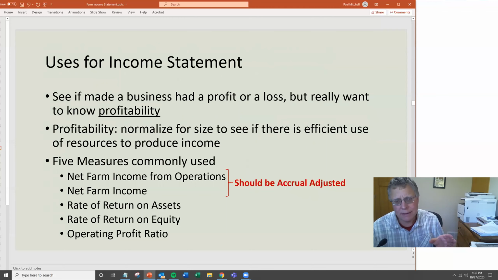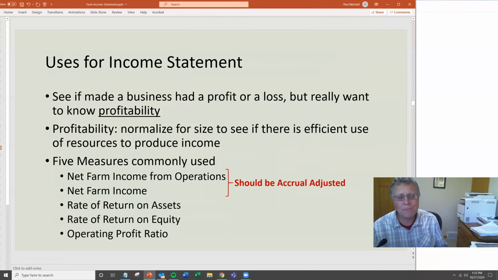Uses of an income statement. Now that you have one, you've calculated it and got it all prepared, usually you paid someone else to do it for you with an accounting system, or maybe you've done it yourself. What you want to know is your profitability. Often you normalize it for the size of your business to see if there's an efficient use of the resources.